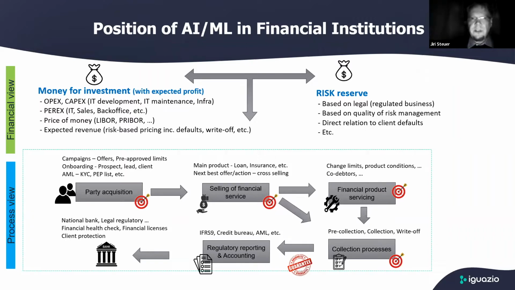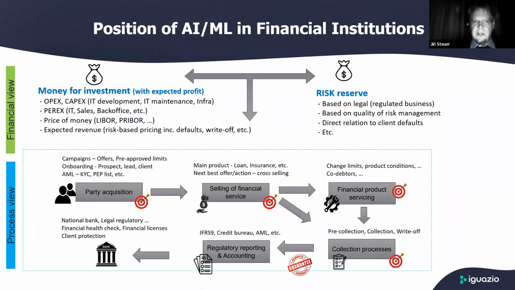Financial institution and position of machine learning from the helicopter view. We can split this view into 2 parts. The first green part is about the financial view, and you can typically see 2 financial budgets. One for investment, which will be used for profit generation, and second budget for risk reserves. Budget for investment covers OPEX, CAPEX, and PEREX, the price of money. It means interbank interest rate. And you can finally see money intended for lending, which will generate income and profit.